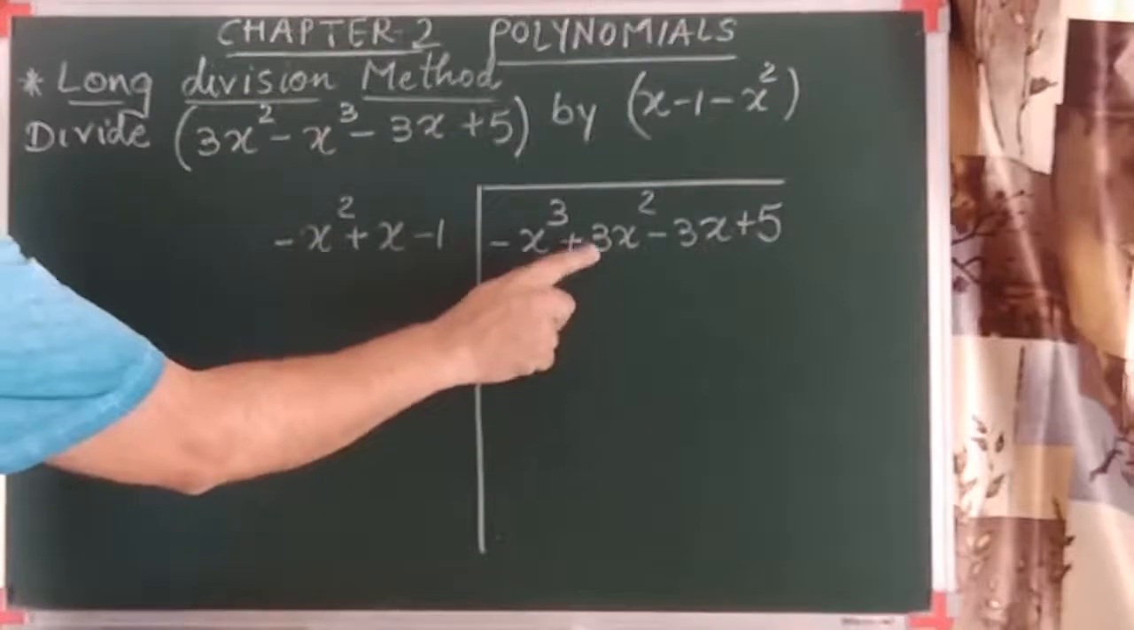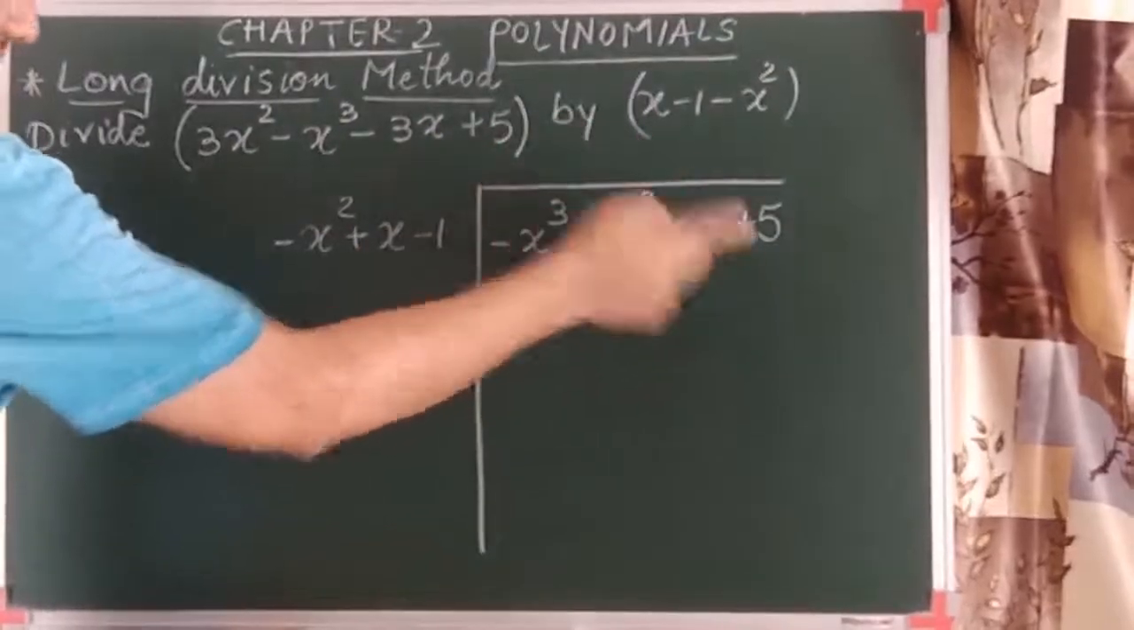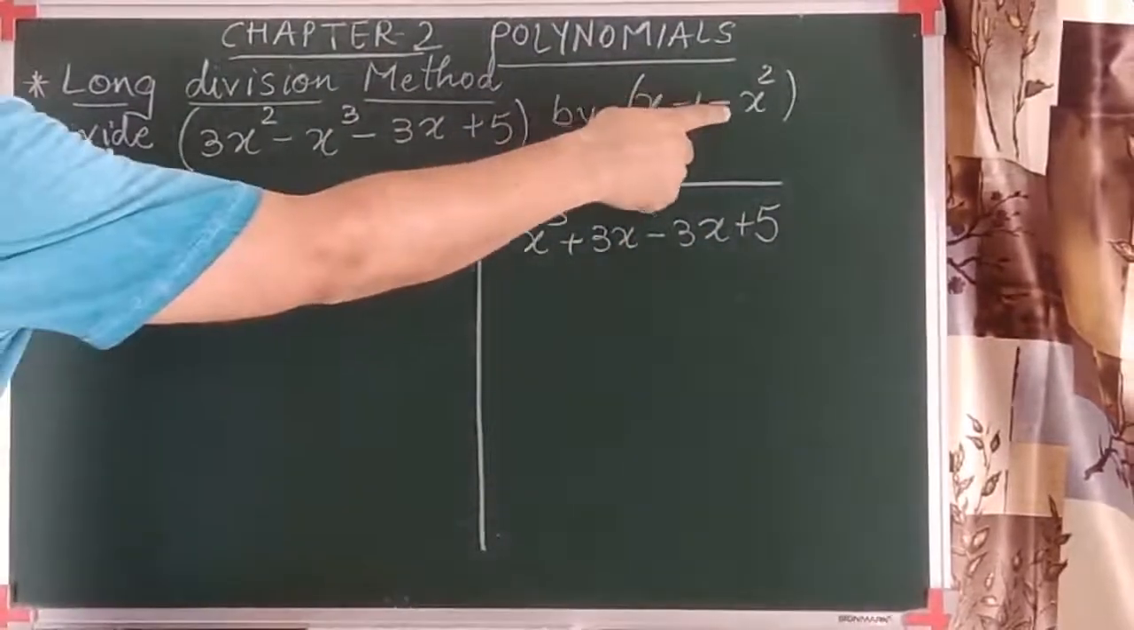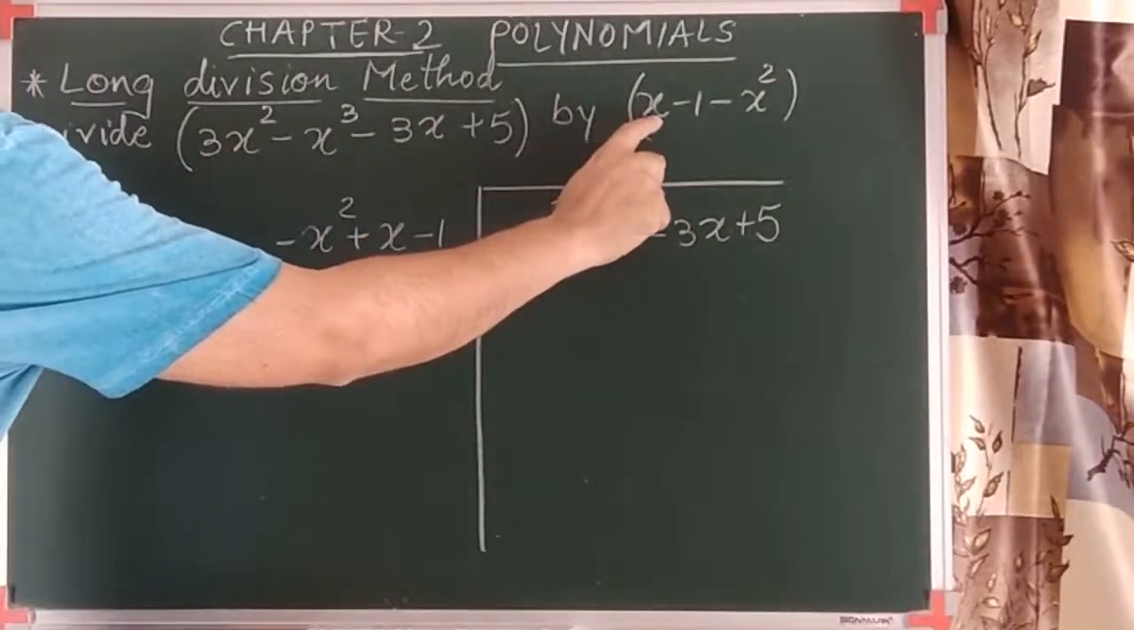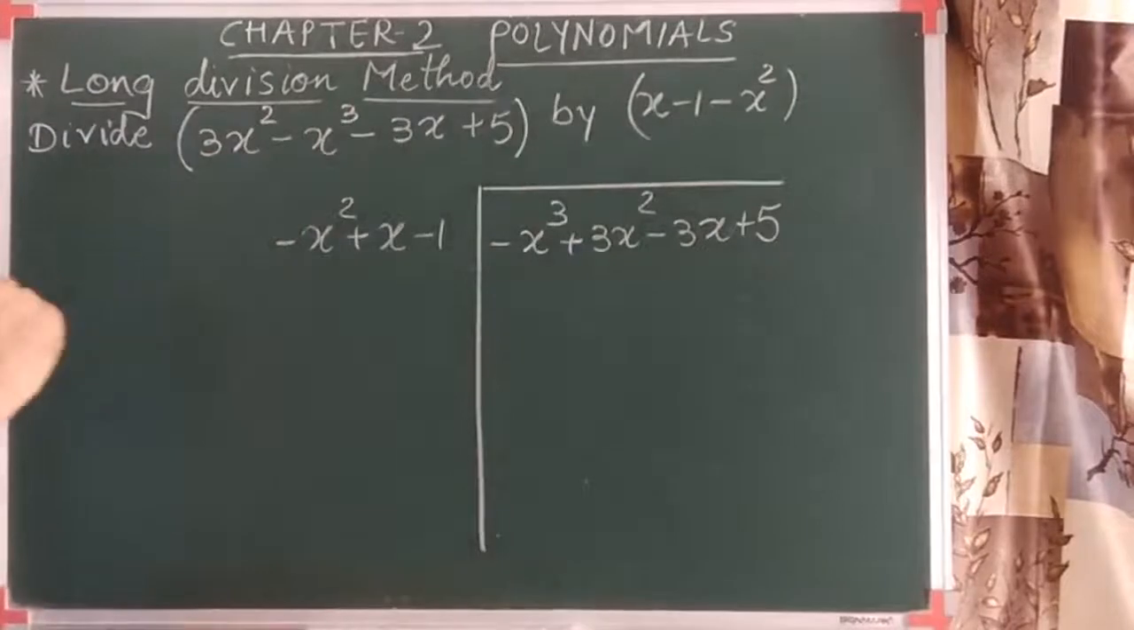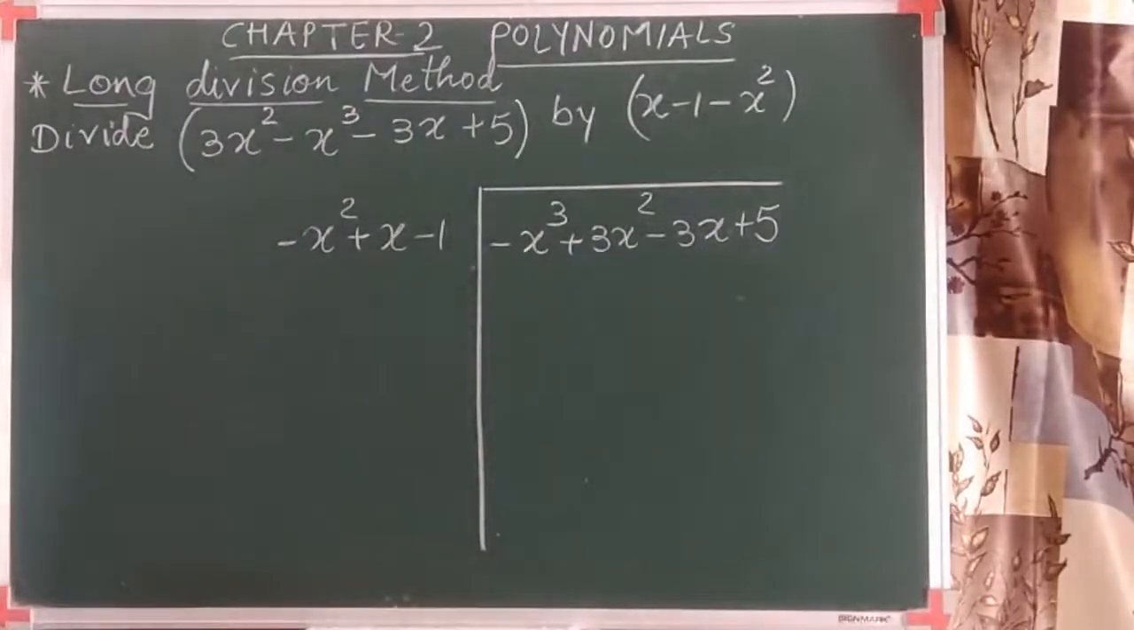3x square is the second term, this remains as it is. Then you have minus x square plus x minus 1. यहाँ पे कोई साइन नहीं है इसलिए we should consider that term as plus 1. Now the method which we discussed in the previous question is the same. हमें तीन चीज बहुत इंपॉर्टेंट से करनी है.